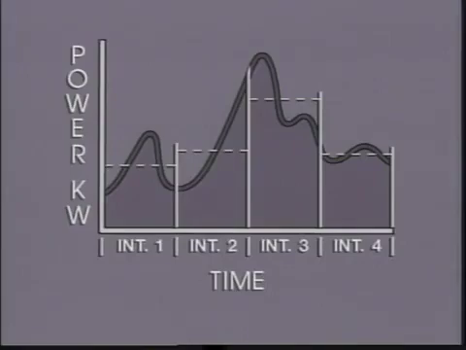So, for example, if this 3rd interval represents the maximum demand for a billing period, this average power is the value that the demand meter would indicate. And it's this value that would be used to help determine the customer's billing for the period.